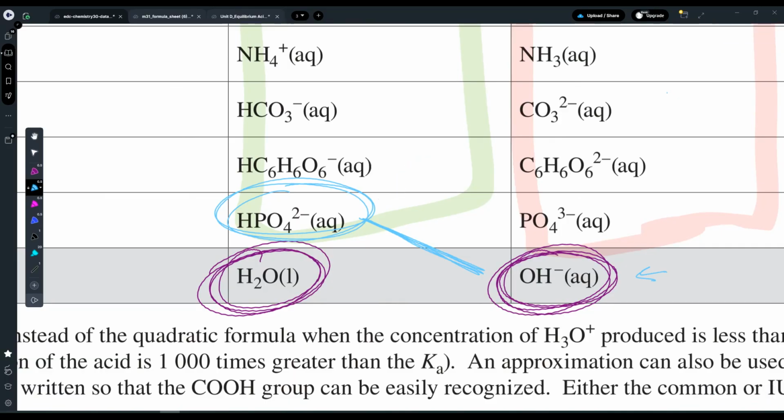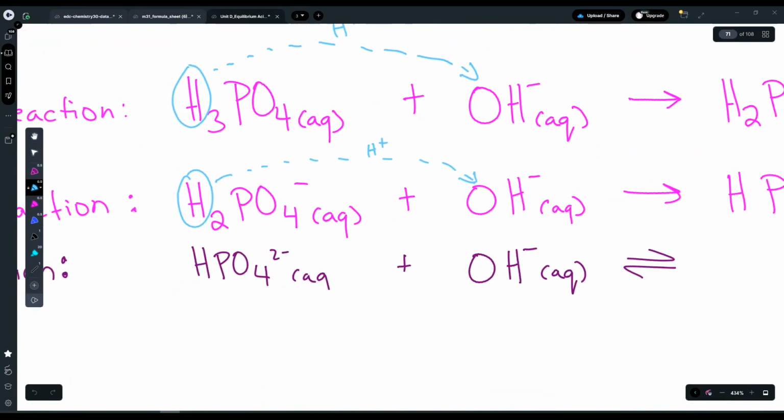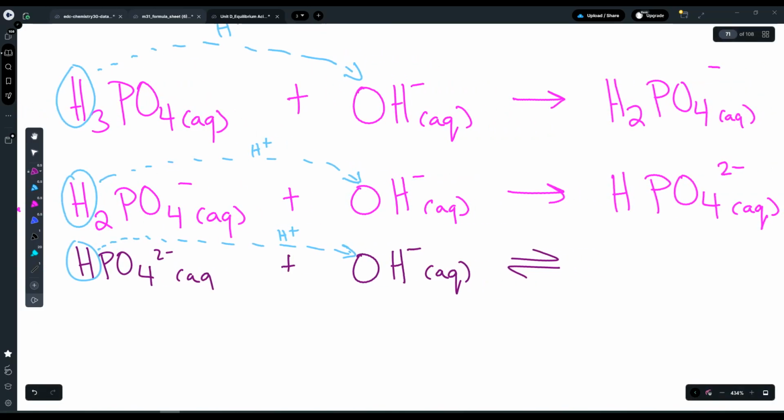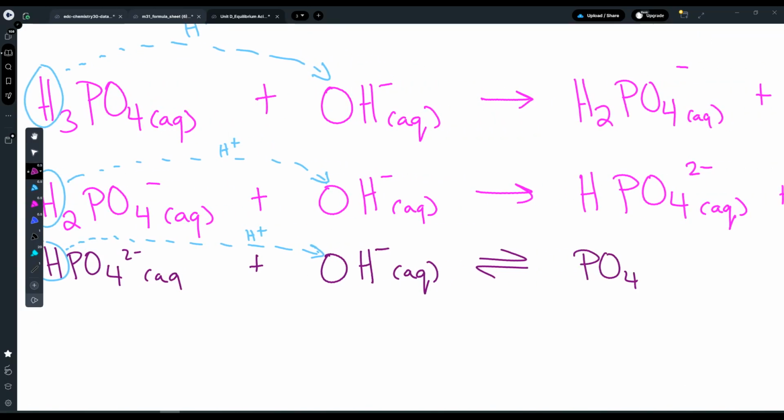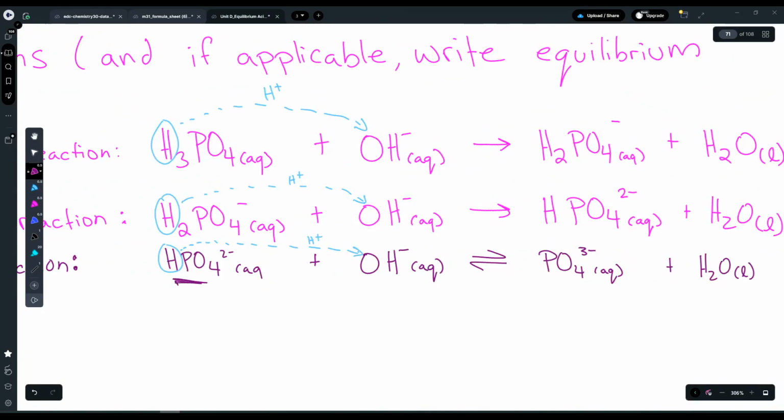So because of that, for our equilibrium reaction, we're going to transfer one last proton here, and our products are going to be the phosphate ion and water. Again, we're just imagining hydrogen phosphate with one less hydrogen for our first product, and then we're imagining hydroxide with one more proton to it because we transferred one proton.